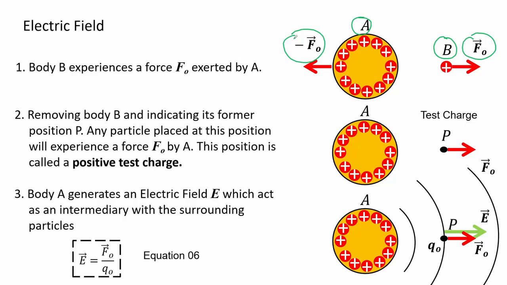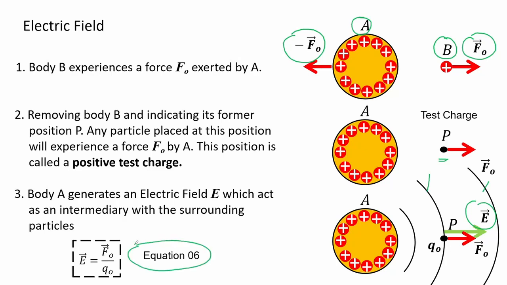If we move body B around to any point around it, it will experience a relative amount of force depending on how near or far body B is. This suggests that there is a field generated by body A around it. When we replace body B by an arbitrary point that has the property of a unit charge Q0, we can write an expression for the field as shown in the equation below.